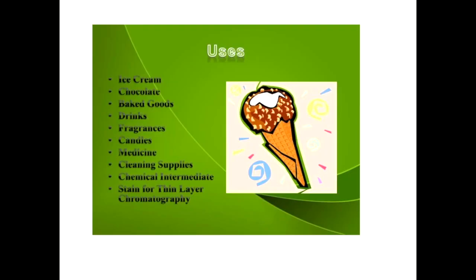Now, uses. What are the uses of vanillin? Vanillin is used in ice cream, in chocolate preparation, in baked goods, in drinks, as well as in fragrances. Vanillin is used in candles. It is used in medicines as a starting material. It is used in cleaning supplies. Vanillin is also used as a chemical intermediate for the synthesis of various organic compounds, drugs or APIs. Vanillin is also used as a stain for thin layer chromatography.